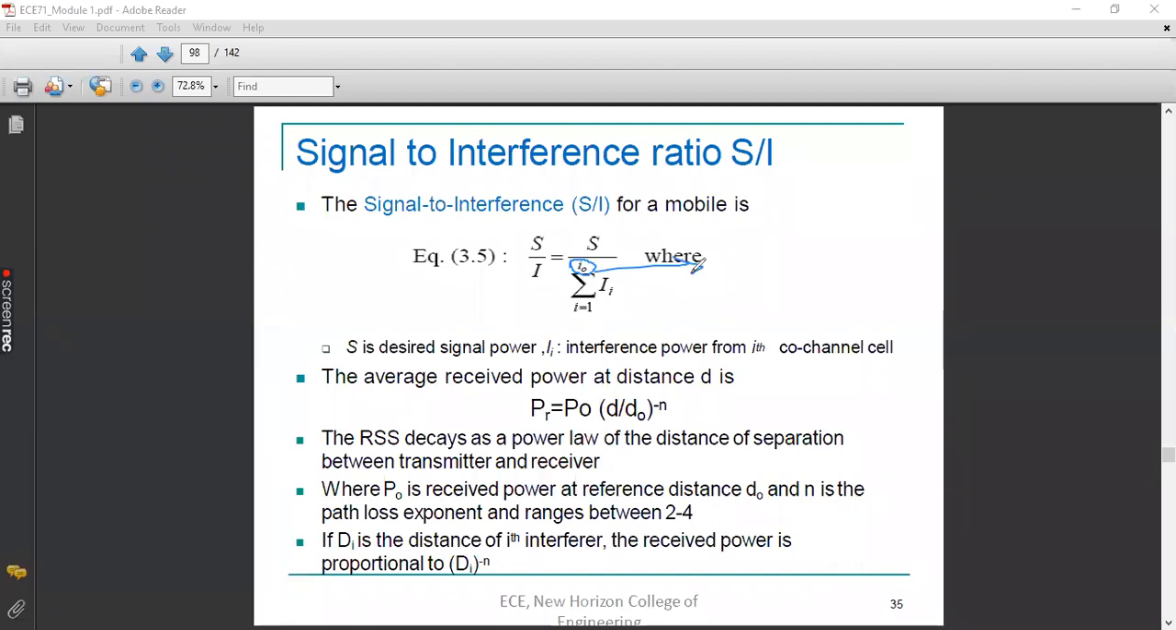Is this equation clear for you? Then I will share another PDF from which you have to derive the equation for SIR. If this concept is clear to you, I can proceed with the next. It's clear, sir. Okay.